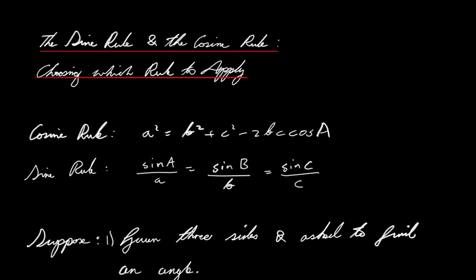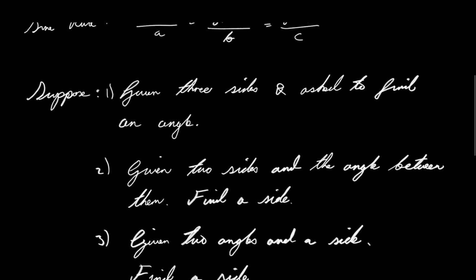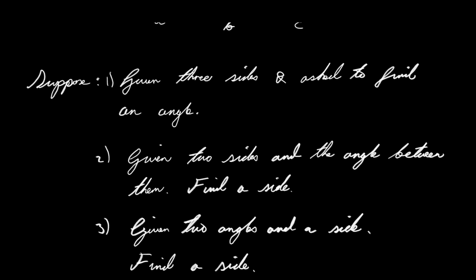All right. And what do I mean by cases? Well, I've written down some examples. The cases are just different scenarios where you're given information about the triangle and asked to find something. So, for instance, you may be given three sides and asked to find an angle, or you may be given two sides and the angle between them and asked to find a side. Maybe you're given two angles and a side and you're asked to find a side, et cetera, et cetera. So that's what I mean by cases.